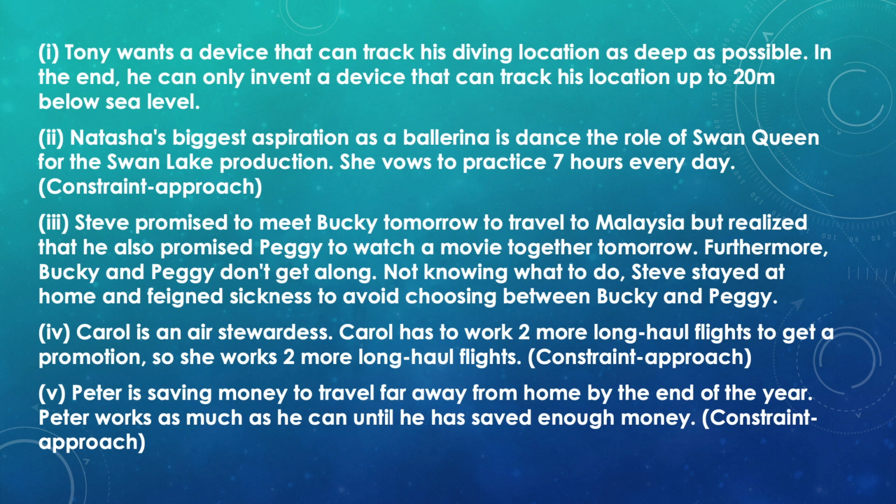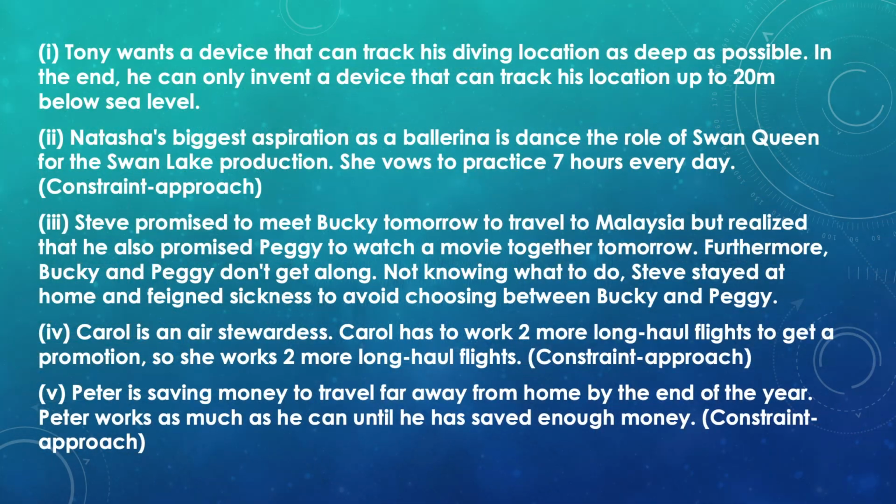Option 3 says, Steve promised to meet Bucky tomorrow to travel to Malaysia, but he also realized that he promised Peggy to watch a movie together. And Bucky and Peggy don't get along, so he doesn't know what to do and he stays at home and feigns illness to avoid choosing Bucky and Peggy. But there's no constraint given over here. No constraints at all, no optimization either. This fella's just staying at home. He just can't make up his mind.